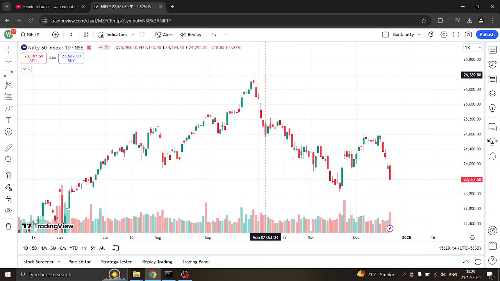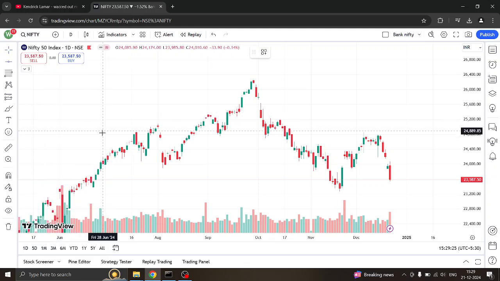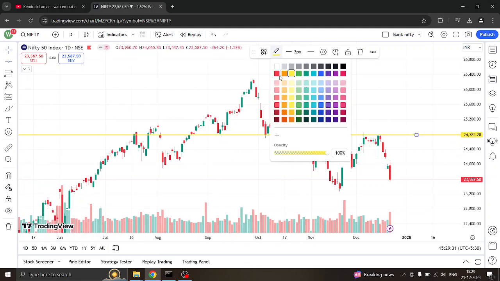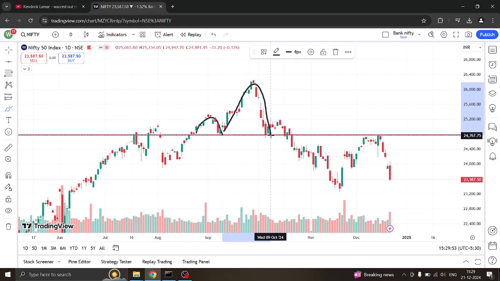I hope you can see the first head and shoulders pattern. If not, I'll draw it for you. Let's find the neckline first. This is the neckline. Let me change the color. Let's make it red, or this color. Okay, cool. Now as you can see, we have left and right shoulders here, and this is the neck. Let's draw it. This is the left shoulder. This is the head, and this is the right shoulder.